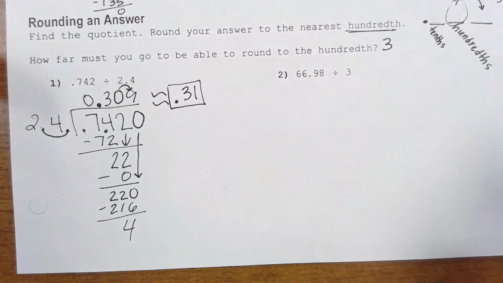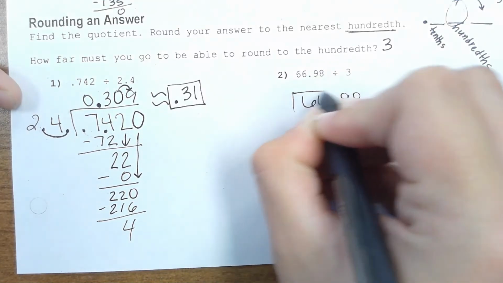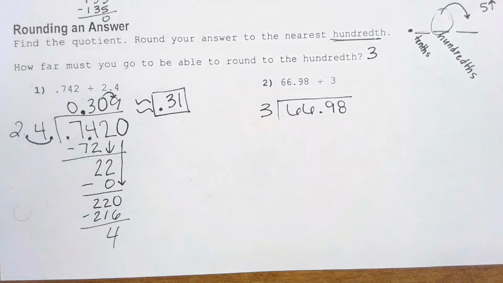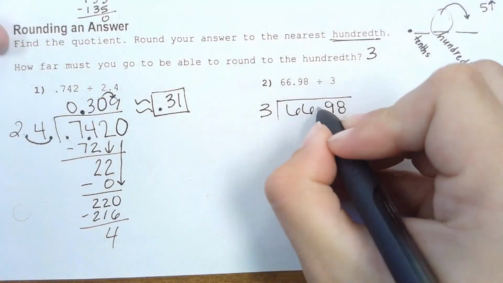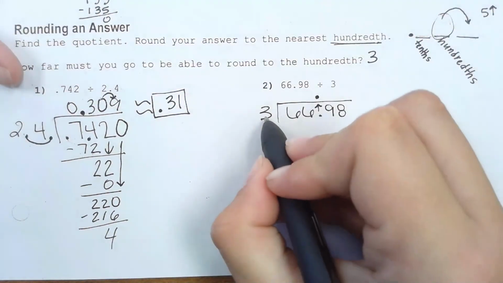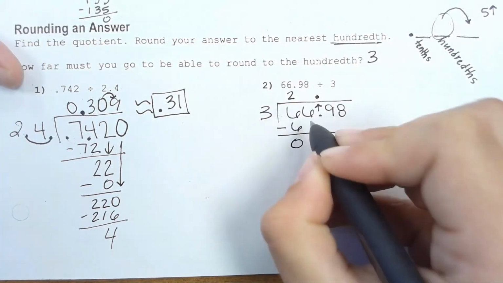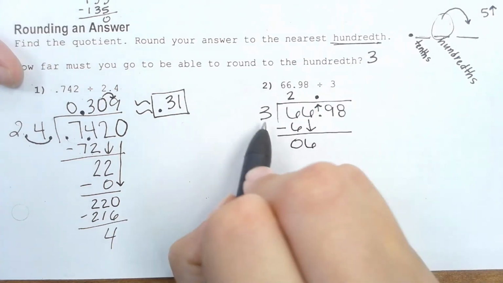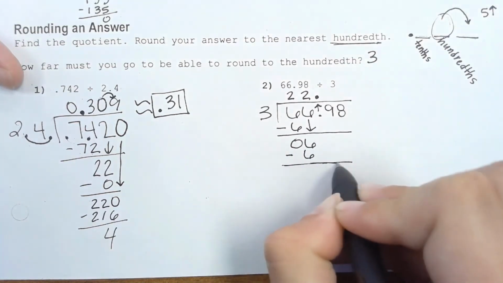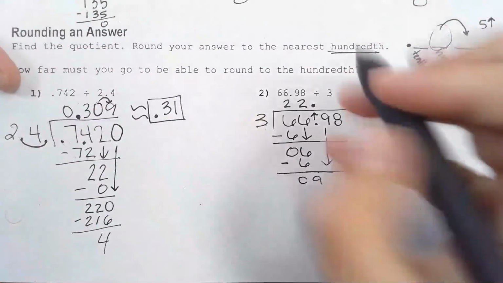Okay, so let's see how you guys did. So you guys should have had 66.98 divided by 3. Now notice how this outside number was a whole number, so you didn't have to move anything, so that was nice. So now just move up that decimal point and let's start dividing. So 3 went into 6 2 times. Remainder 0, bring down the other 6. 3 went into 6 2 times. Remainder 0, bring down your 9. 3 went into 9 3 times.